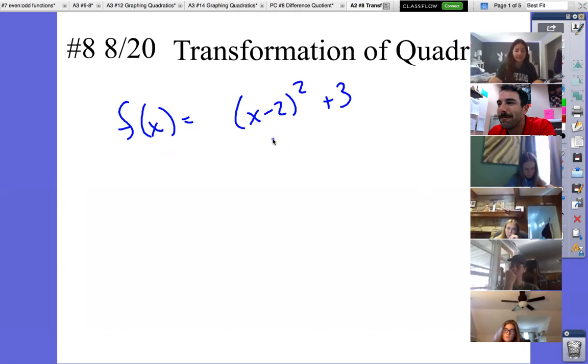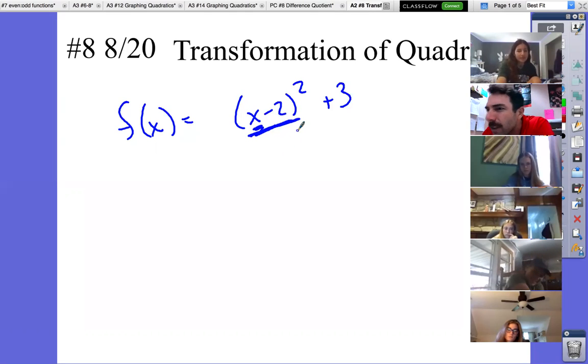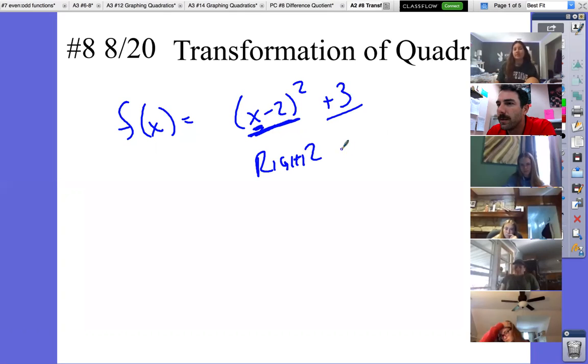I mean, is it a parabola? It is a parabola, but how has it been transformed? What do you think that minus 2 does to the x? What do you think it does? Yeah, right. It goes right 2, and what's this do to it? Up 3. Up 3.